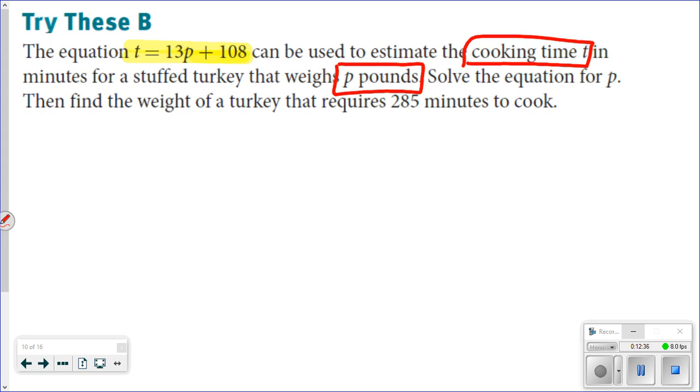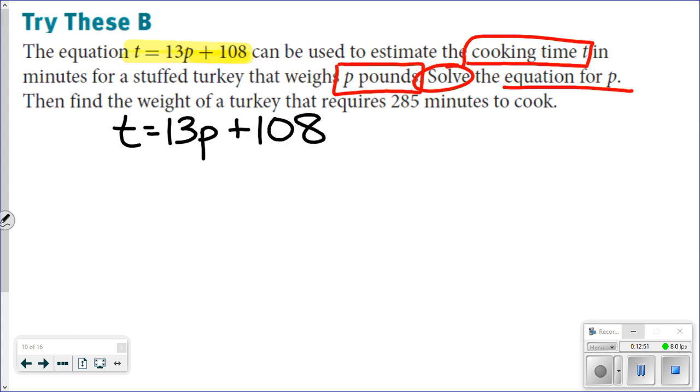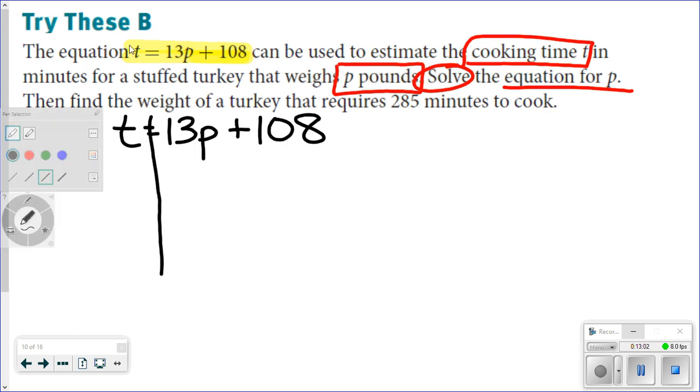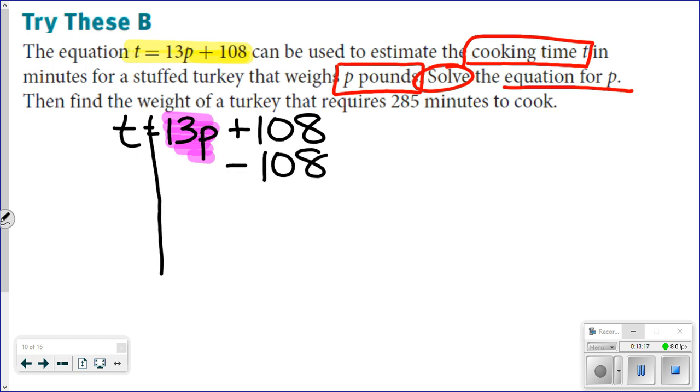The directions say solve the equation for p. So go ahead and write down this equation wherever you have room in your book or a scrap piece of paper, and I want you to pause and try your best to solve this equation for p. My p is right here with a 13. So what I didn't highlight was the positive 108. So let's cancel that out or get rid of it. So we're going to subtract 108.